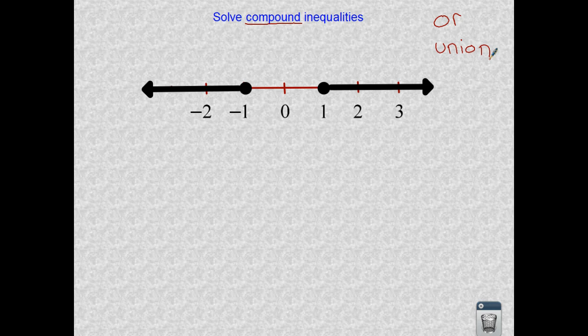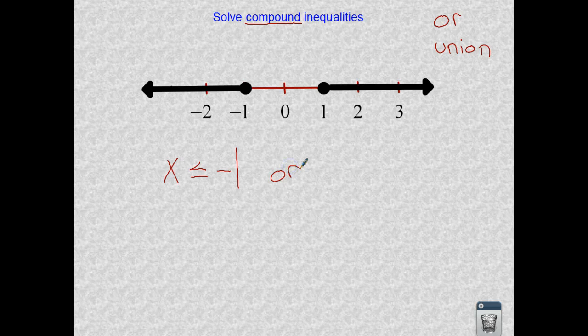So let's take each one of these separately. Since they don't share answers, we are going to write them by themselves. So the first one says x. X what? X is going to the left, so that is less than. It's colored in, so it's equal to, and the number in question is -1.